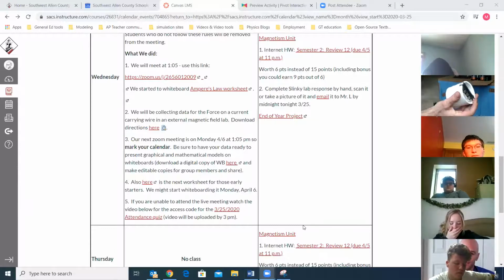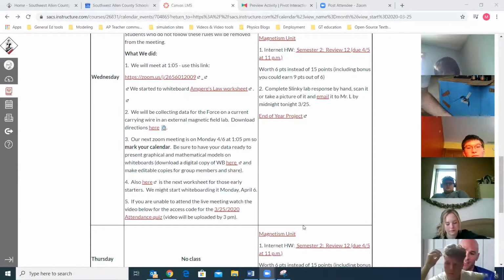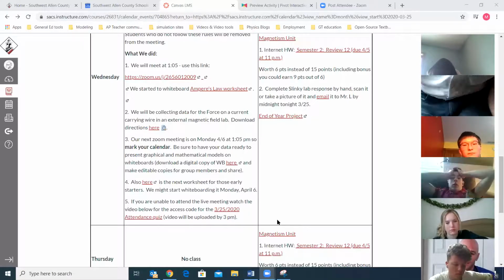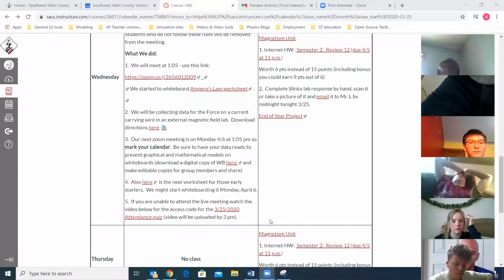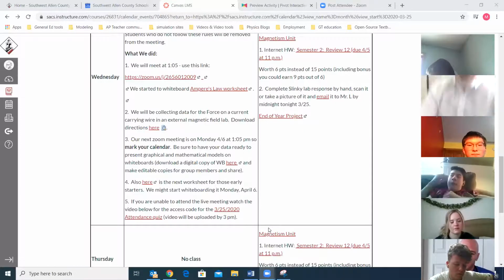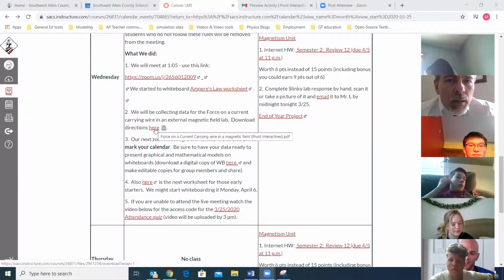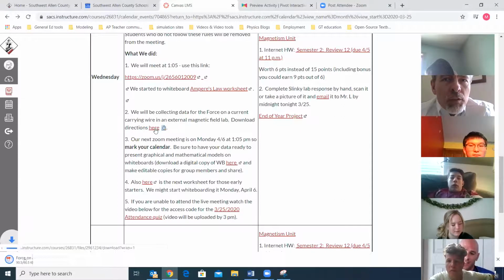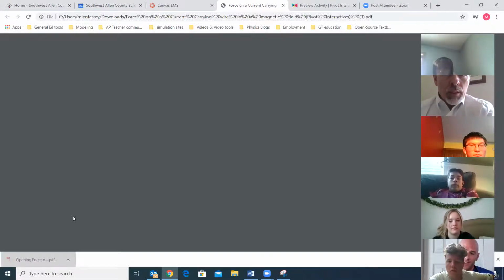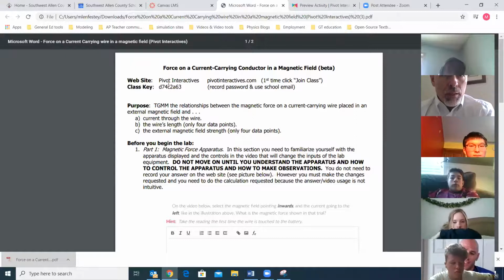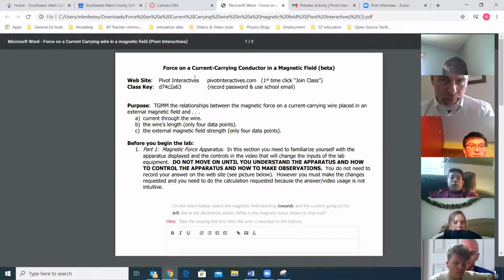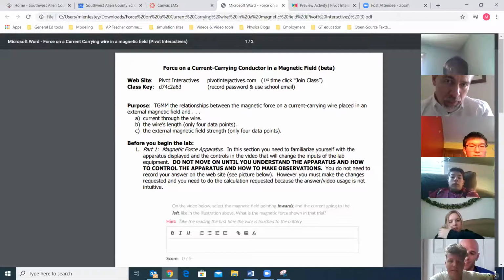I kind of wish that you guys could do it. So you're going to have to do it virtually. So I want to share with you what the lab looks like. All right, let me show you the lab here. Okay, so first of all, I need to give you some information about the lab. Let me open this up. The website, and I'm going to show you the website here in a second, is called Pivot Interactives. Show you where it's at.